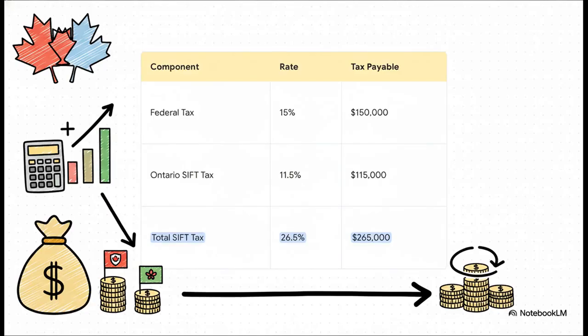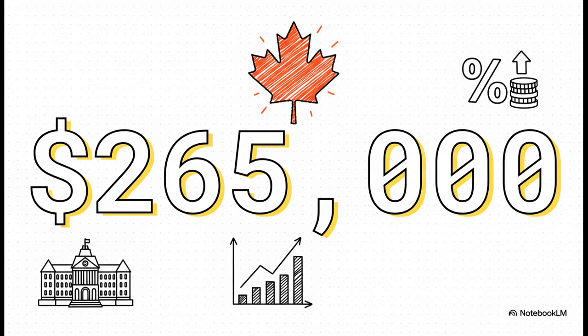So the math here is pretty direct. We just add the federal rate of 15% to the Ontario rate of 11.5%. That gives us a new total tax rate of 26.5%. And if we break that down, applying it to our $1 million, that's $150,000 for the federal part and $115,000 for the Ontario part. And there's our final number, $265,000.